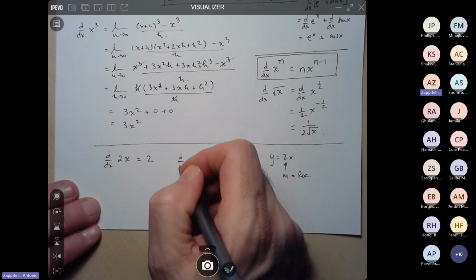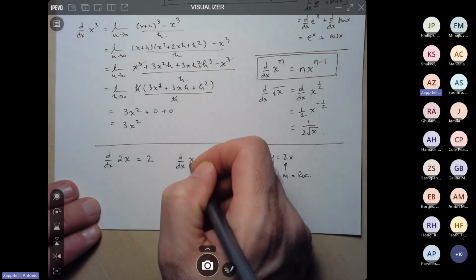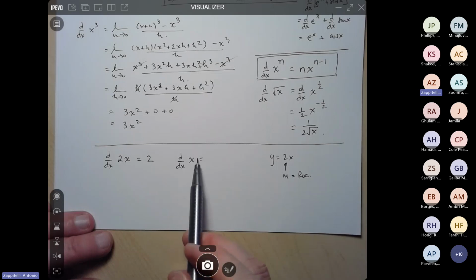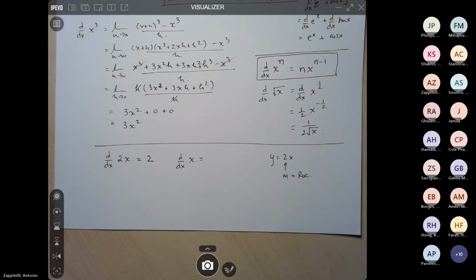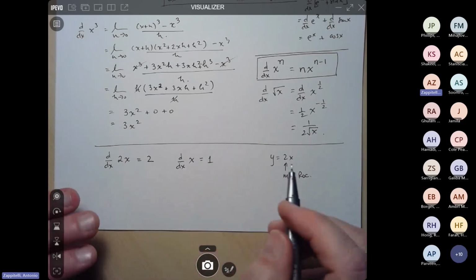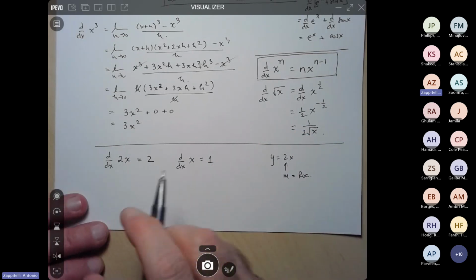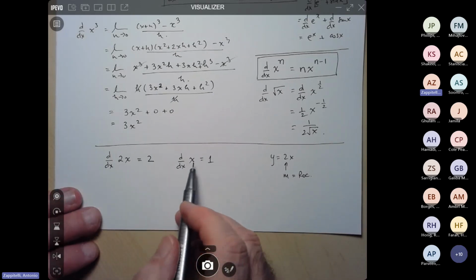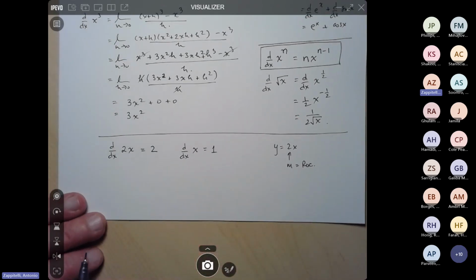What if I have just the derivative of x? What would that derivative be equal to? What is the slope of this function? Nice and easy. It's just equal to 1, because the slope of this function is 1, and the rate of change is always 1, meaning that the derivative of x is equal to 1. And this kind of leads us to a third rule, okay?